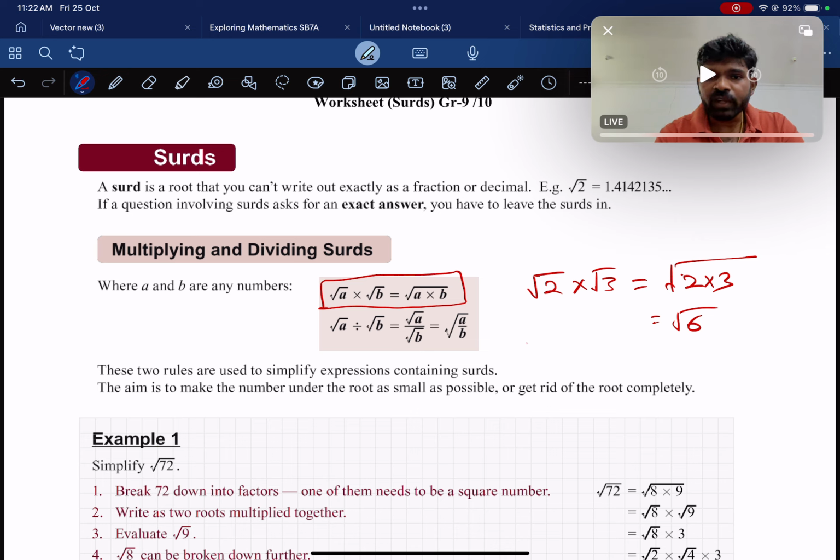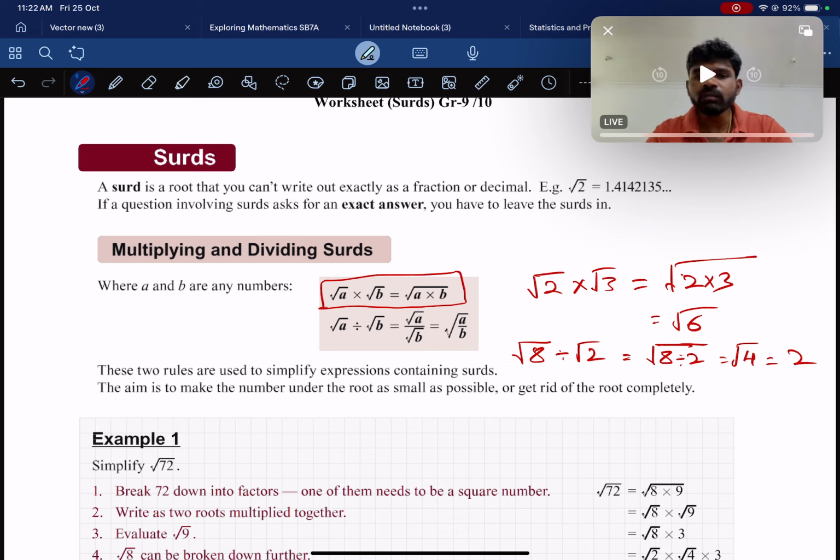And if I want to divide surds, for example, if I divide root of 8 by root of 2, you can write it as root of 8 divided by root of 2, and that gives you root of 4, and root of 4 is equal to 2. It means that if different surds are multiplied or divided, they can be written under one root value. So that's what the rule says.